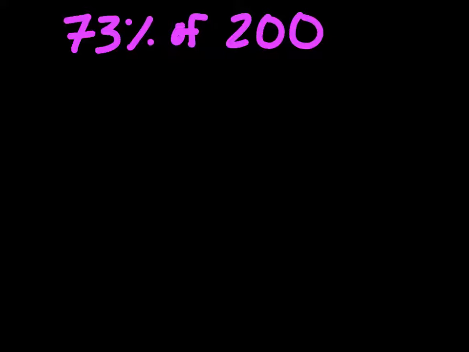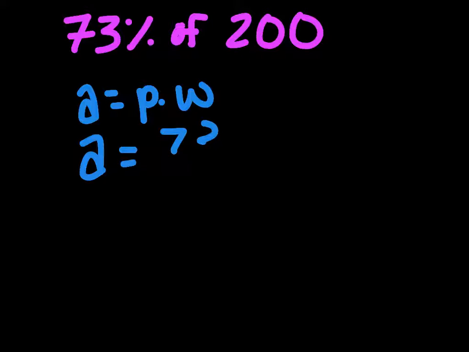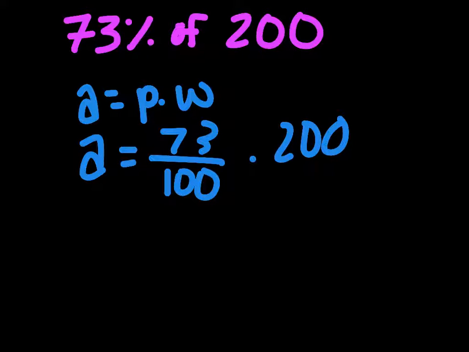Take a look at this one and do your best to get the right answer. When you're ready to check, pause the video. Okay, we're going to do basically the same thing. A equals P times W. A equals 73 over 100 times 200. A equals 146, because 73 over 100 times 200 is 146.